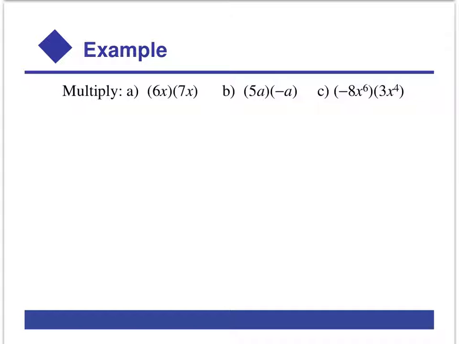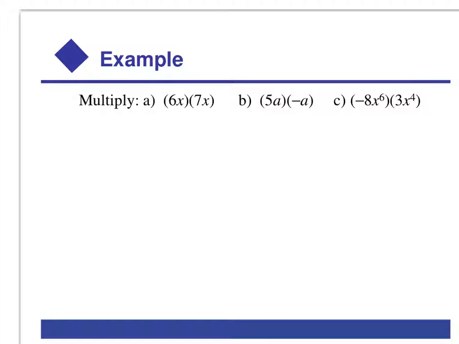So 6 times 7 is 42, and then x times x is simply x squared. 5 times a negative 1 is negative 5, and then you have a times a, which is a squared. And then on C, you have negative 8 times 3, which is negative 24. And you have x raised to the 6th times x raised to the 4th. That is really just simply x to the 10th.